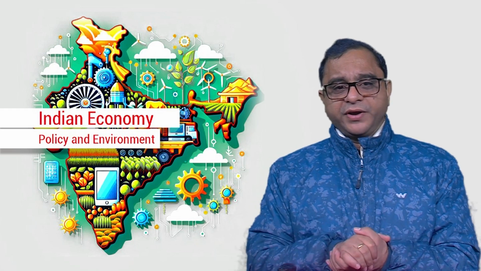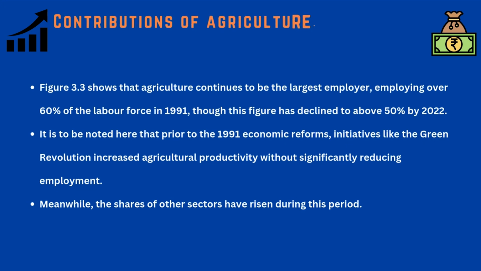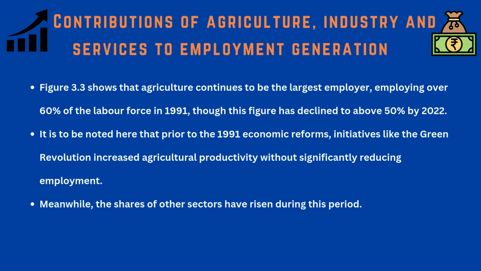So in figure 2.4, you can see the share of agriculture, industry and services employment during the years 1991 to 2022. So in this figure, we see that agriculture continues to be the largest employer, employing over 60% of the labor force in 1991, though this figure has declined to above 50% by 2022. It is to be noted here that prior to the 1991 economic reforms, initiatives like the Green Revolution increased agricultural productivity without significantly reducing employment. Meanwhile, the share of the other sectors have risen during this period.